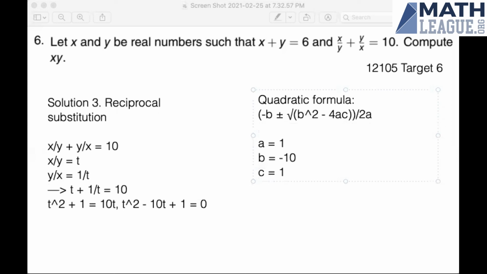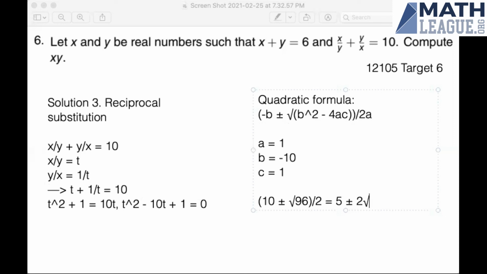Great. So now just plug all that in. You get negative 10 for b, so that's just positive 10, negatives cancel out. Plus or minus. Remember, this produces 2 different solutions for t. b squared is negative 10 squared, that's positive 100. a is 1, c is 1, 4 is 4. 100 minus 4 is 96. You get square root of 96. That simplifies to 4 root 6 because that's 16 times 6. You pull that out, 16 becomes 4 squared, right? And finally, you divide by 2a, which is just 2. You get 10 plus or minus 4 root 6 over 2. That's 5 plus or minus 2 root 6.